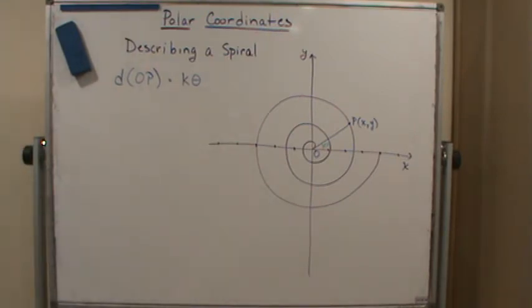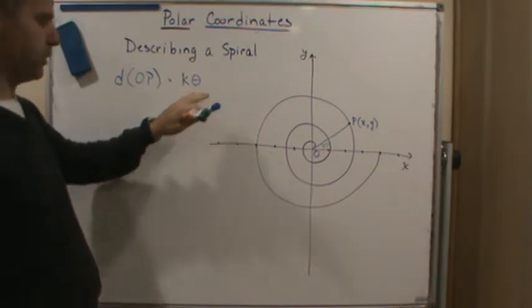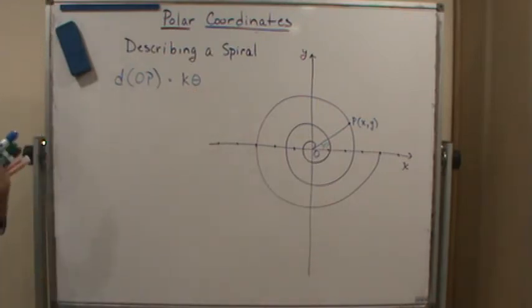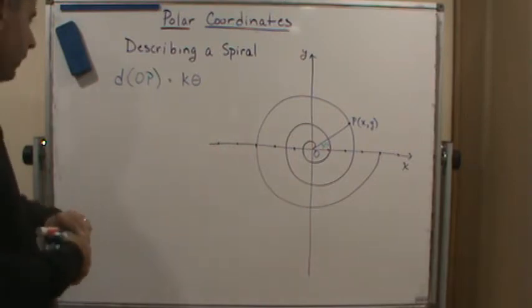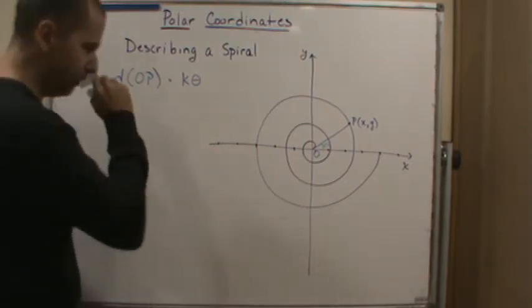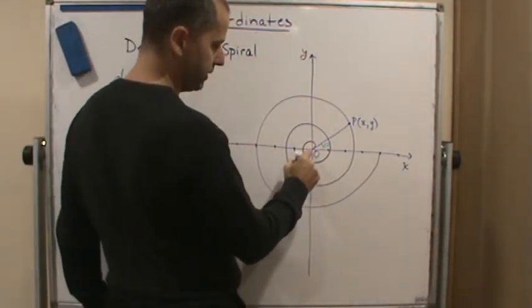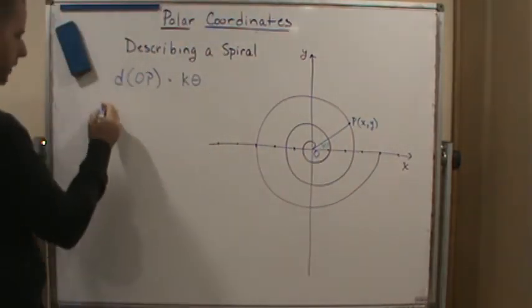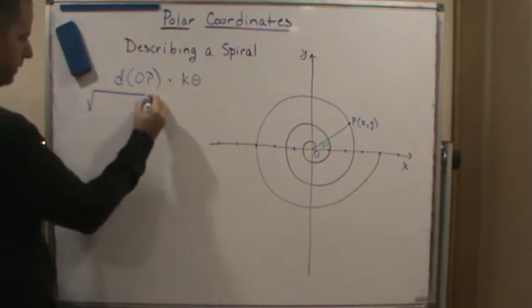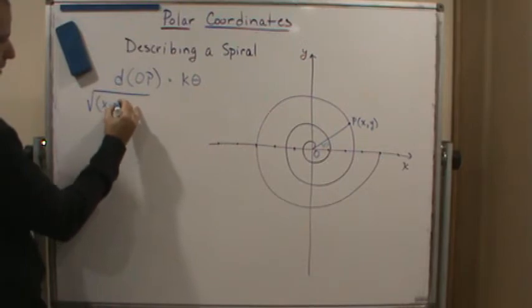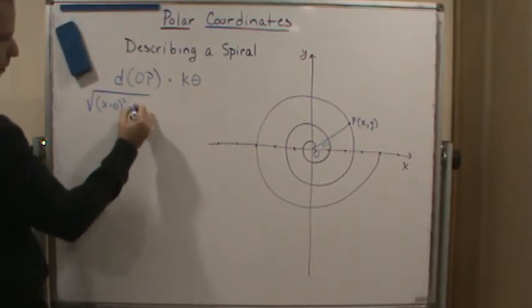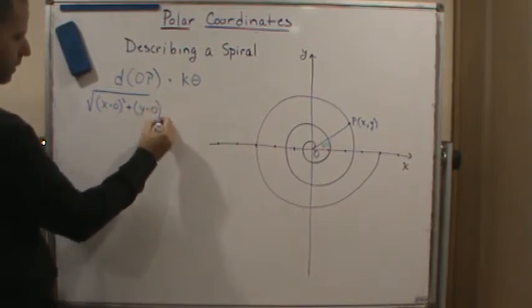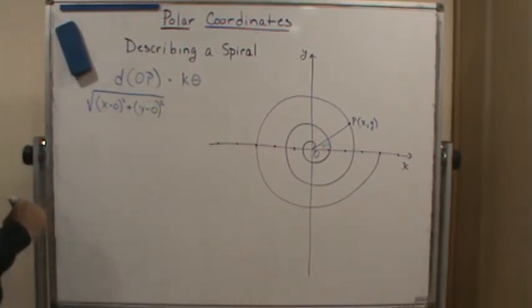That's the idea. Now let's use the distance formula and some trigonometry to change this into something in terms of x and y. Let's start with this side. Again, we're going from the origin, so this is centered at the origin. The distance from P to 0 is given by the distance formula, which is the square root of x minus 0 squared plus y minus 0 quantity squared. That's one side.